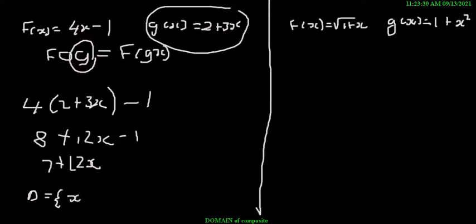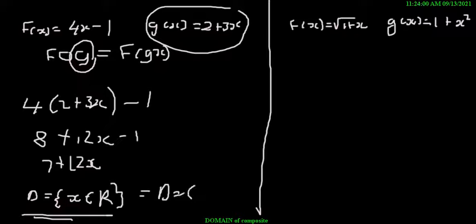x is a member of the real numbers, like that. Or we can simply say the domain of this is equal to negative infinity to positive infinity, because any number can be put here and it will be defined, we won't have any problem.